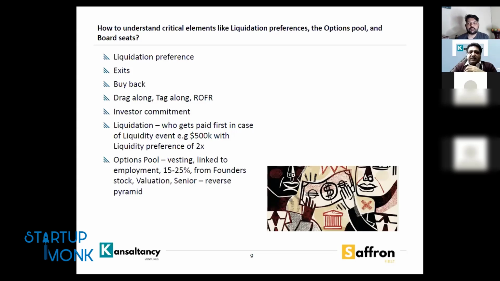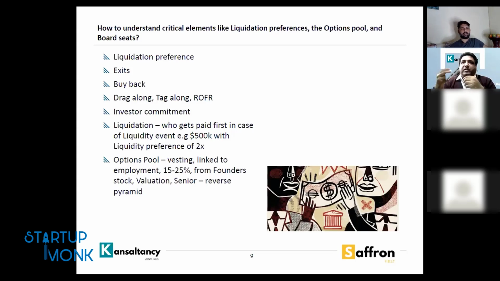Then last is the options pool. It's around the ESOP pool, which is around 15 to 25%. And the option pool, the ESOP pool, is distributed in a reverse pyramid fashion. So if you are senior in the company, you get more share of ESOPs. If you are junior, you get less. So this is the typical structure.